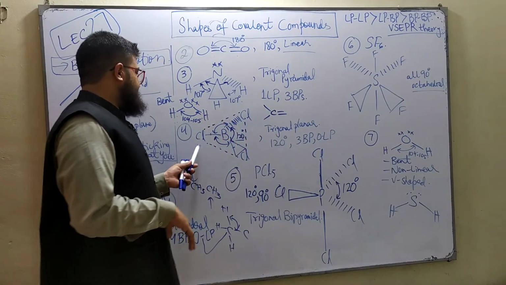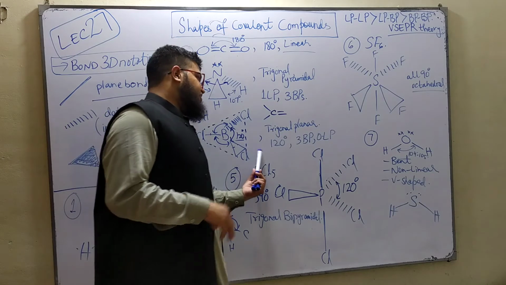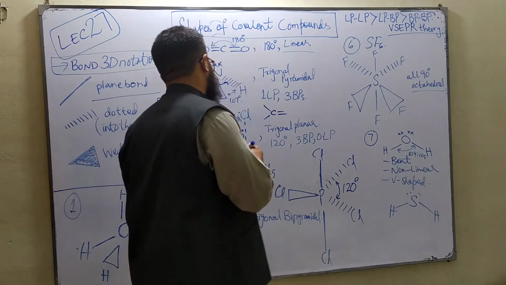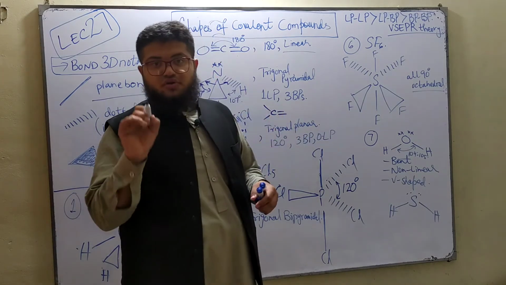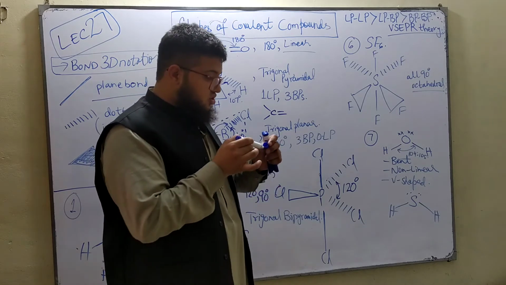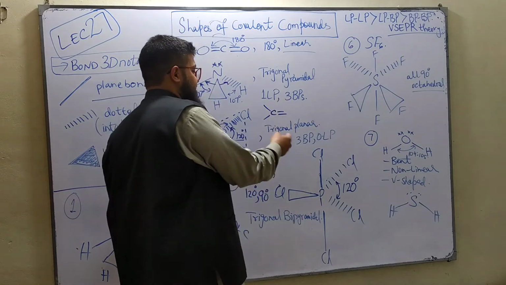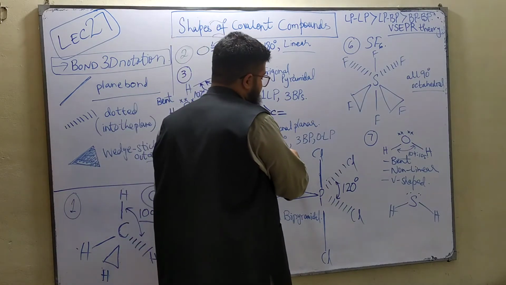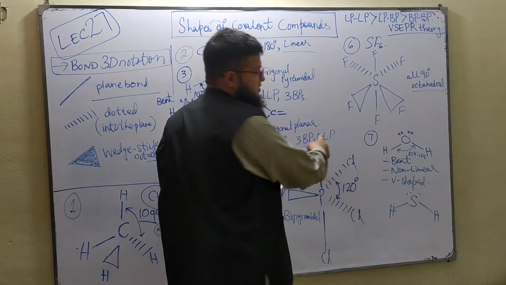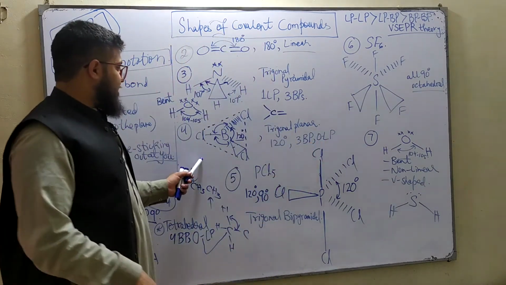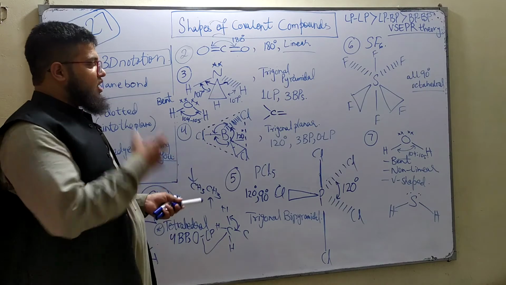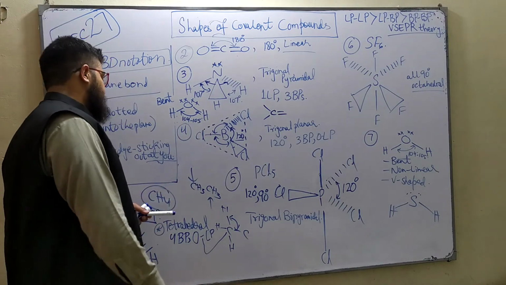Okay, so whenever three regions of electron densities are present, double bonds are also a region of electron density, a single region of electron density, okay, because electrons are concentrated there. So 120 degrees is going to be the bond angle, three bonded pairs should be there and no lone pair should be there. Okay, so then it's going to be called a trigonal planar molecule.